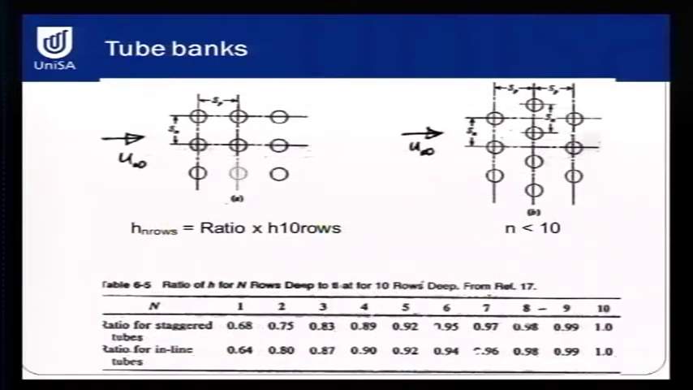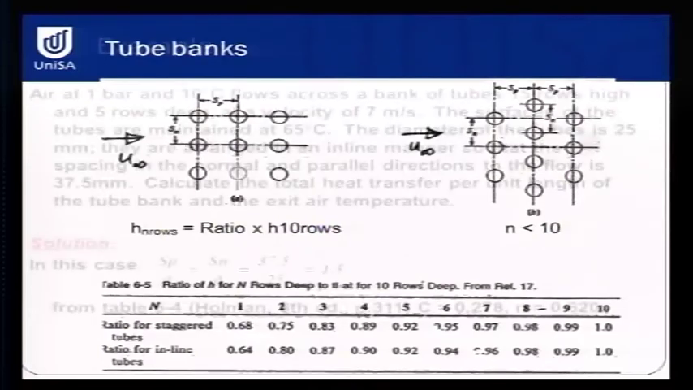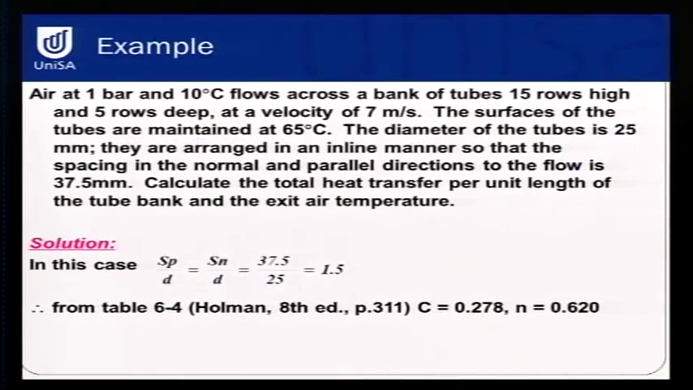And also in this table at the bottom of this slide, if we have a small number of rows, we have to adjust the Nusselt number value, because these equations are correct once we have more than 10 rows, or 10 or more rows to be more precise.